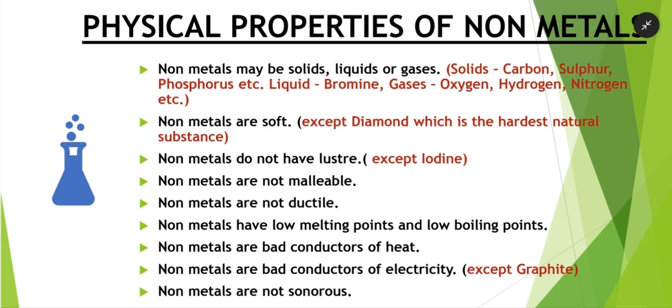The next property of non-metals is that they are bad conductors of heat. And the next property is that non-metals are bad conductors of electricity too. The exception for this case is graphite. Graphite is a non-metal made up of carbon, which is a good conductor of electricity.